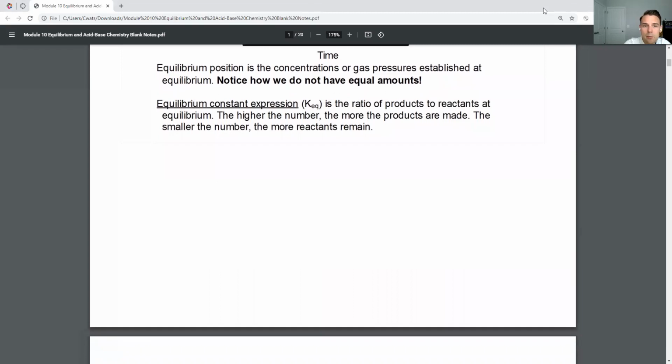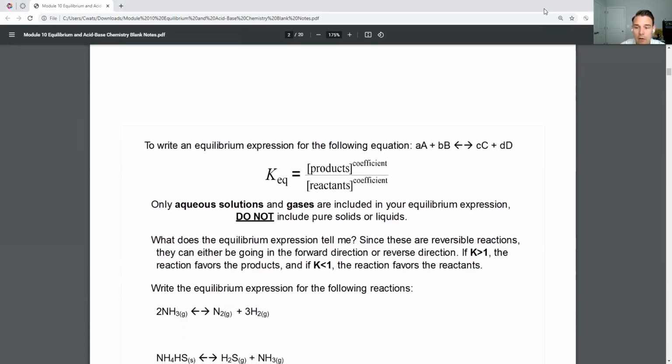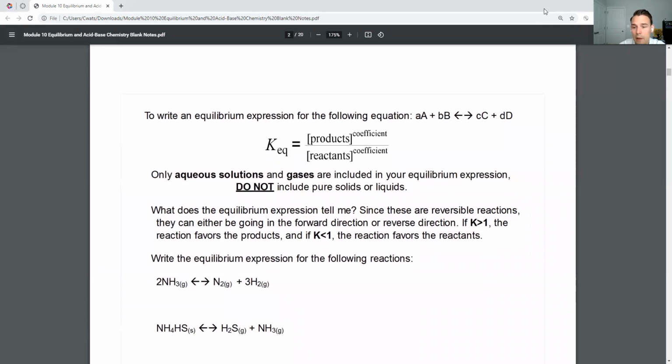So equilibrium constant expression, this is one of the couple things that you have to be able to do with this, is the ratio of products to reactants at equilibrium. The higher the number, the more products are made. The smaller the number, the more reactants remain. To write an equilibrium expression for the following equation, so we've got our equation right there. The equilibrium constant expression is equal to the concentration of products raised to their coefficients divided by the concentration of reactants raised to their coefficients. Only aqueous solutions and gases are included in your equilibrium expression. Do not include pure solids or liquids.